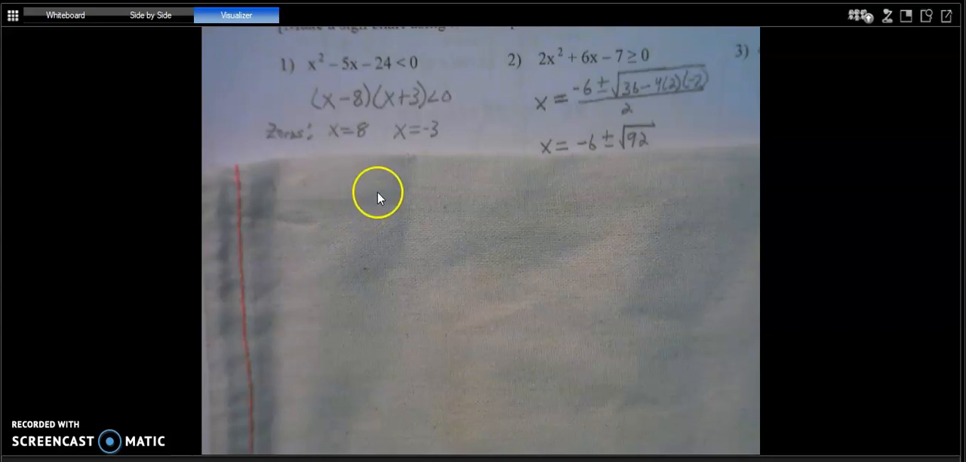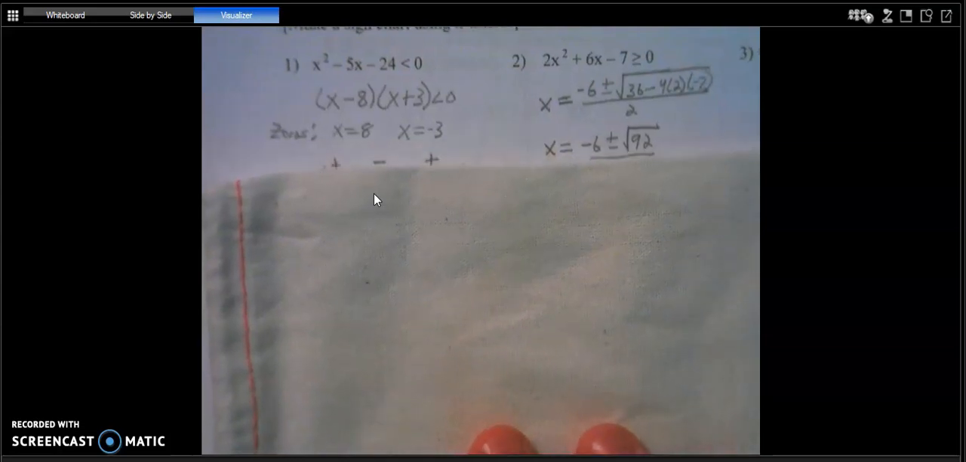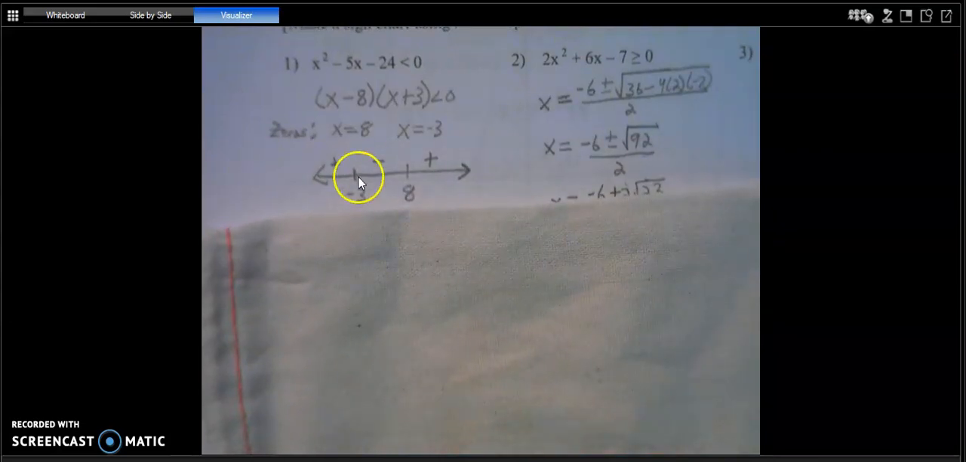That's why we're going to set up a sign chart. What we do is put the values that we care about, the x-intercepts, on a number line, and then determine on that number line where we have positive and where we have negative values. Once we have the factored form, it's actually easier.